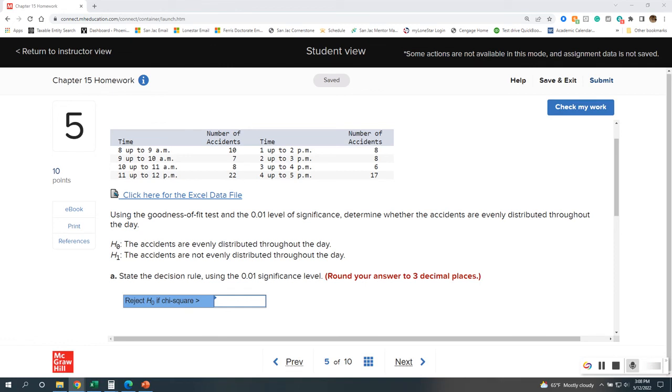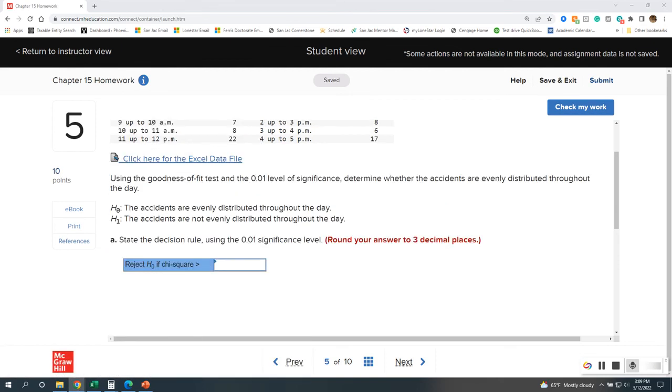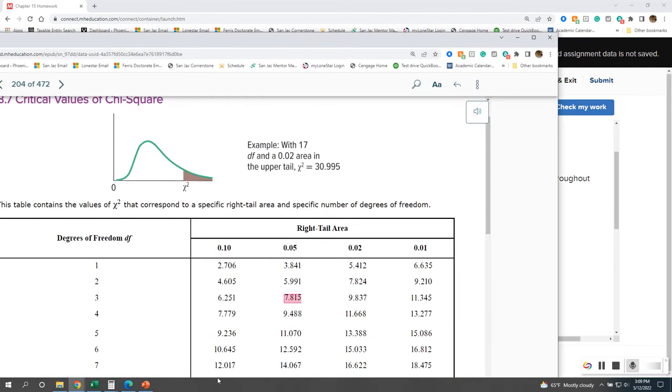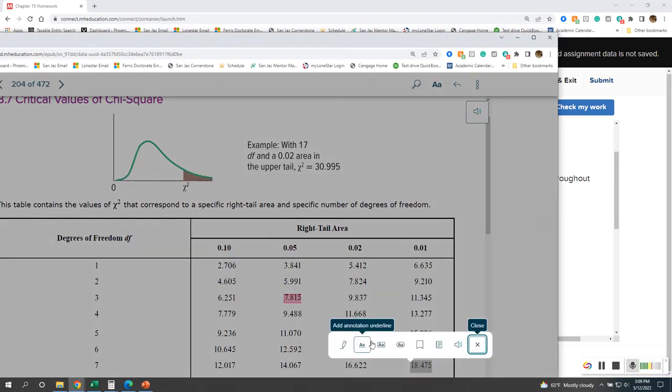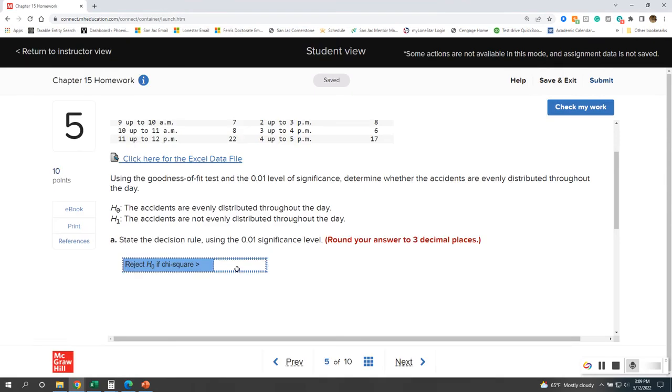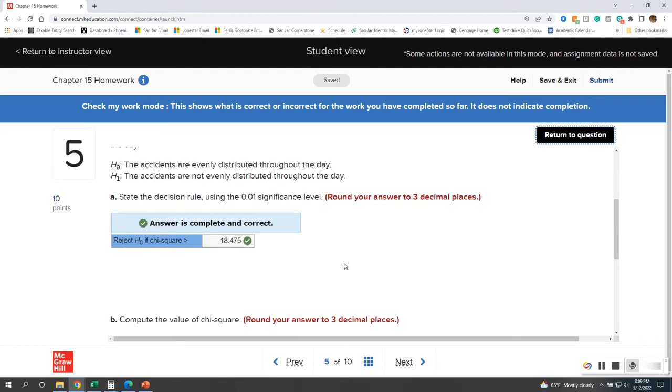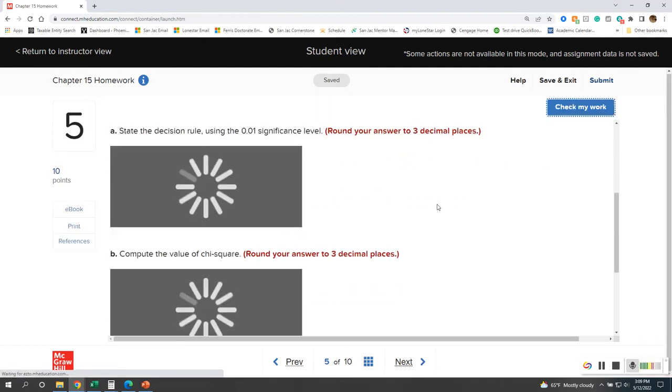So, first thing that we have to do is, again, figure out chi-square. So it looks like we got 1, 2, 3, 4, 5, 6, 7, 8. 8 minus 1 is 7. So we're going to go look up chi-square at the 0.01 and 7, which happens to be right here, 18.475. Okay, check. That is correct. Next, we're going to compute.